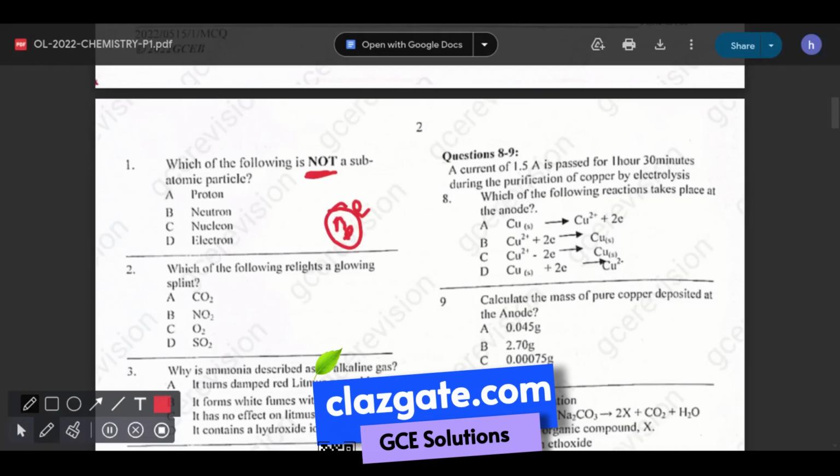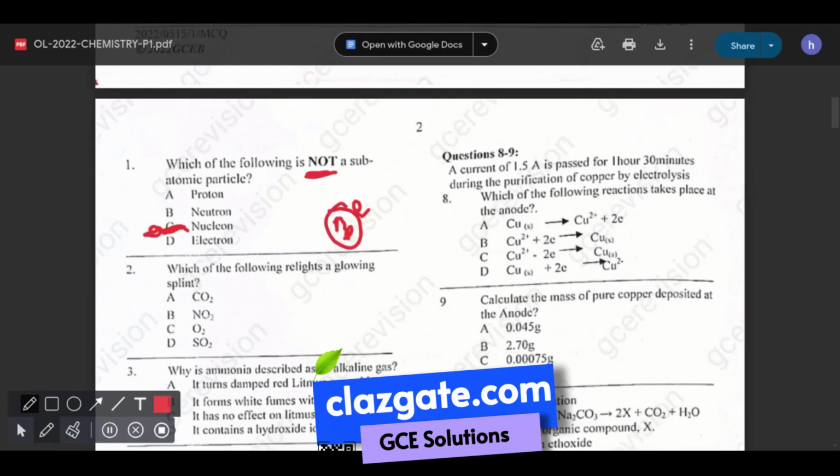So proton, yes, is an atomic particle. Neutron, yes, an atomic particle. Electron, yes. So the odd one here is C, nucleon. So the answer to question 1 is C. Nucleon is not an atomic particle, but it's a combination of two atomic particles, and those atomic particles are the protons and neutrons. So let's go to question number 2.